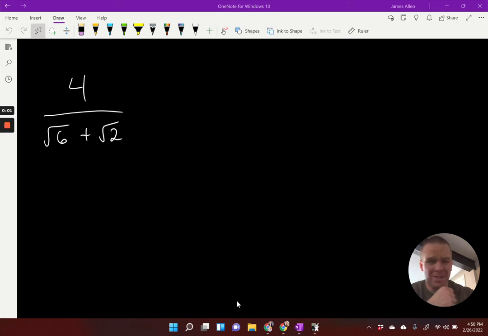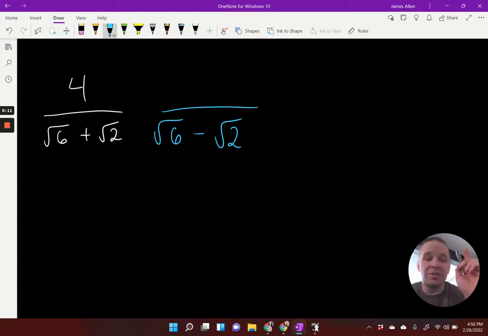Oh boy, what do we have here? We got 2 square roots in the denominator. Are you kidding me? Same kind of process, though. We're going to multiply by the conjugate of that. So that'll be square root of 6 minus the square root of 2. We're only going to change the sign of one of them.